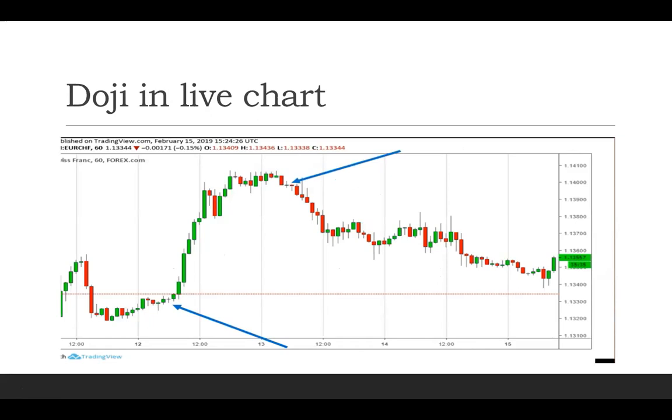So the doji in a live chart here. We're looking at it here. The market was up, the market was coming down. We had a little consolidation going on here. We have a doji right here, which indicates indecision. Straight from here, the market starts going up. Remember, the market goes up, it comes back down a little, retracement, and the market is going up.